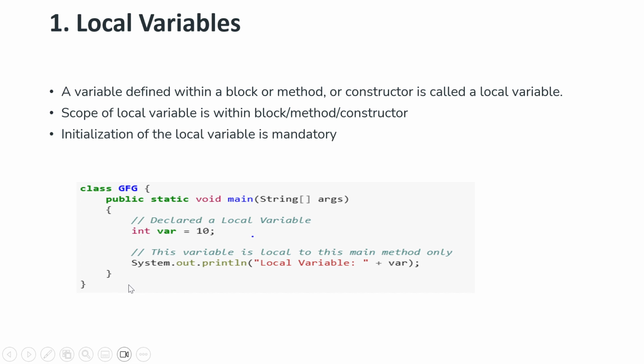For a local variable, we must initialize some value. And we should not give any access specifier. As we know, in Java we have mainly four types of access specifier: private, public, protected, and default. So the scope of this var variable, the local variable, is within the function, method, or block. So this is all about the local variable.